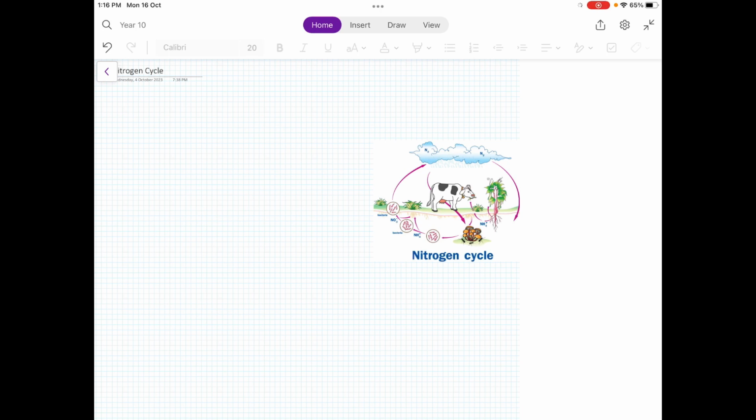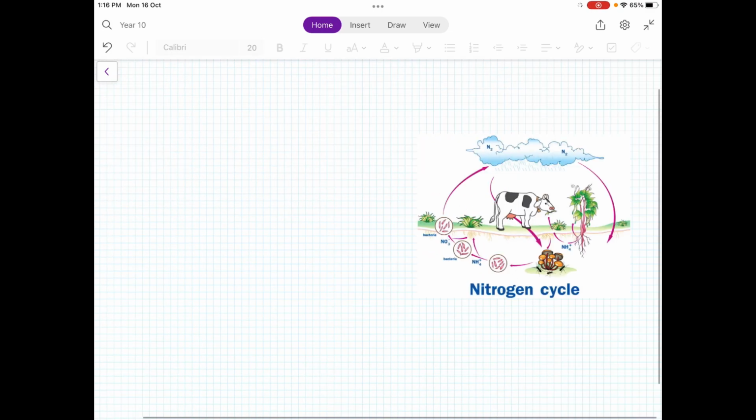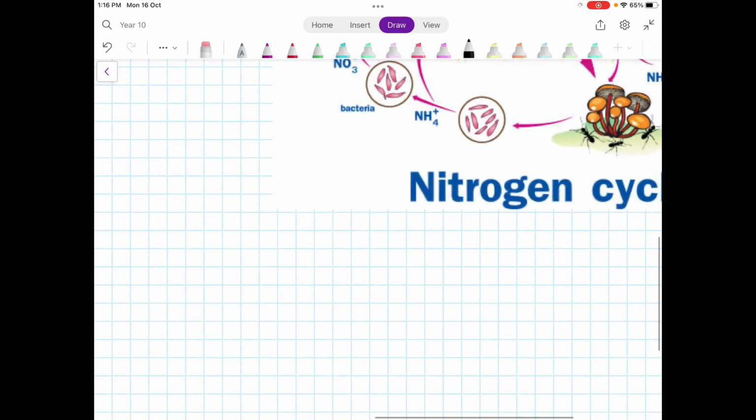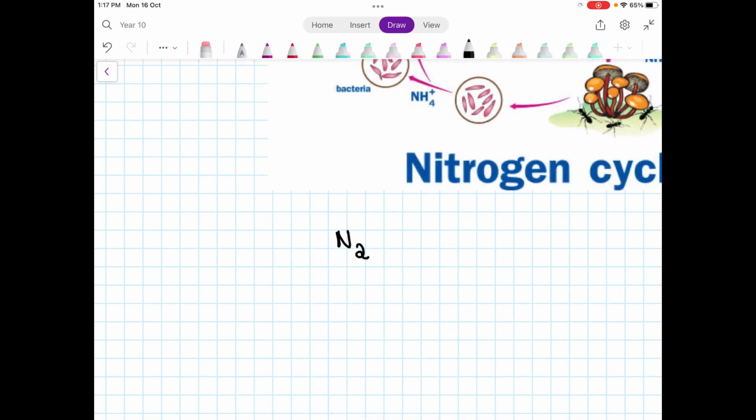So what I'm going to do is take you through the steps of the nitrogen cycle today, and this is one of the specifications required for triple students taking science. So first of all, let's get started with nitrogen gas, which is present in the atmosphere. So that's going to be our first stage. So we have nitrogen gas in the atmosphere.